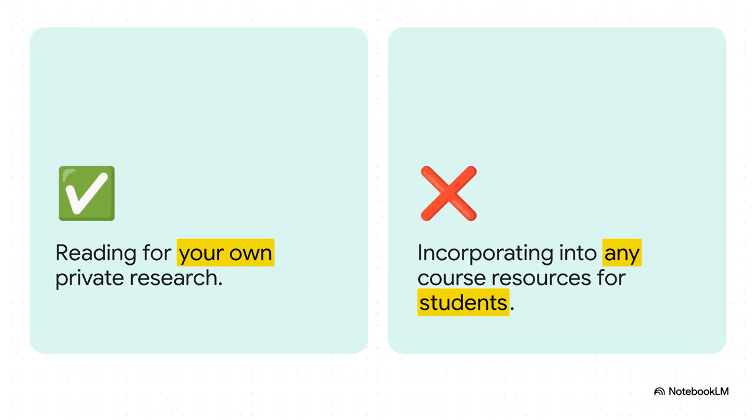So to put it really simply, are you reading an article to get ideas for your own lecture? That's your own private research. Totally fine. But are you assigning it as reading and then giving your students the file or a direct link? That's a no-go without getting separate permission first.